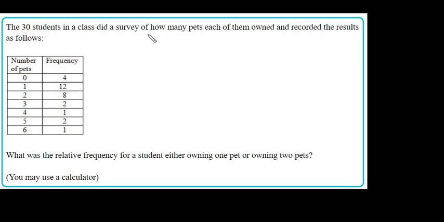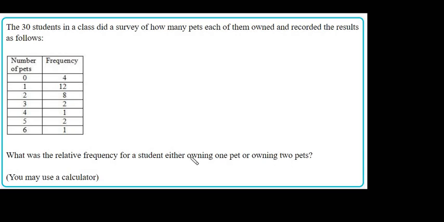30 students in a class did a survey of how many pets each of them owned and recorded the results as follows. As you see, 4 students have no pets, 12 students have only 1 pet, 8 students have 2 pets, 2 students have 3 pets, 1 student has 4 pets, 2 students have 5 pets, and 1 student has 6 pets. What was the relative frequency for a student either owning 1 pet or owning 2 pets?